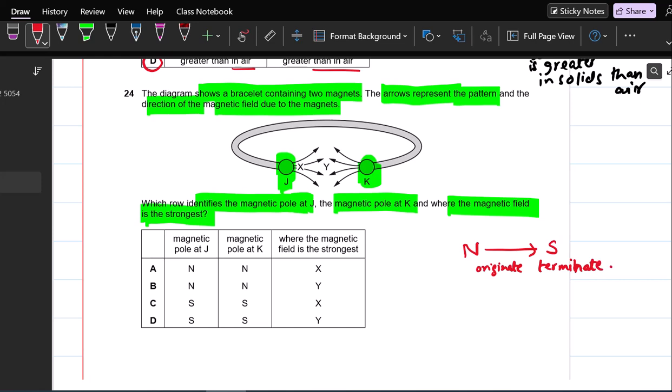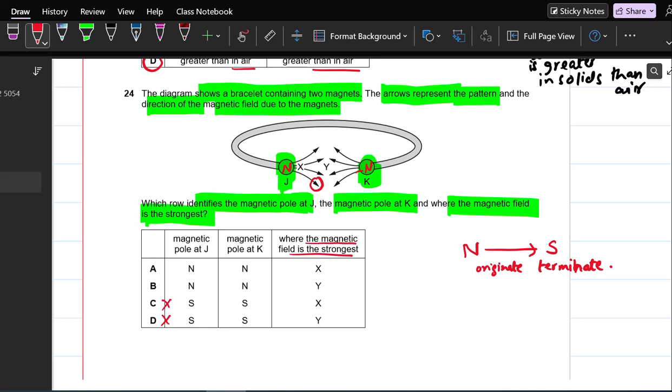So here it is terminating, so J is most probably going to be north. Here again it is going to be north because it is originating from here. So C, D are not right options. So either it is A or B, but where is the magnetic field the strongest?